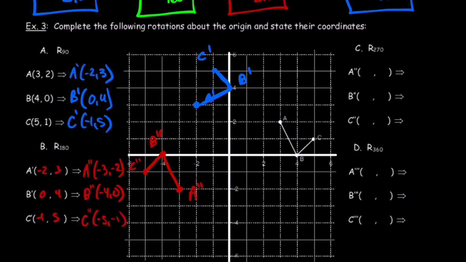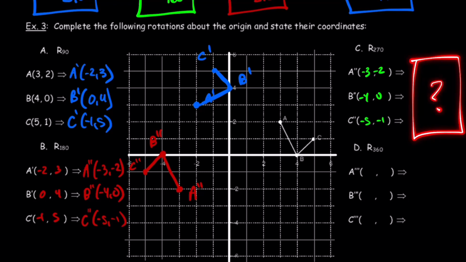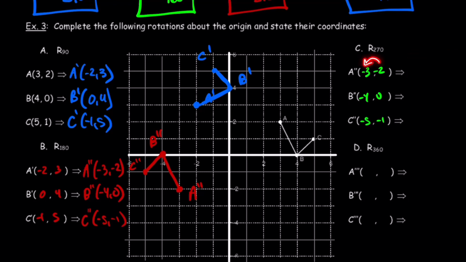And then you kind of see the pattern here. Let's copy these coordinates, the double primes. That's negative 3, negative 2. That's negative 4, 0. That's negative 5, negative 1. So again, what I want to do is come up with these first using the pattern. Switch and negate the first one. So A triple prime, if I switch and negate the first one, becomes 2, negative 3. Yeah, that makes sense. There's A triple prime.